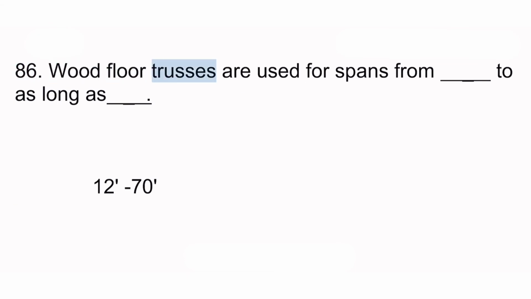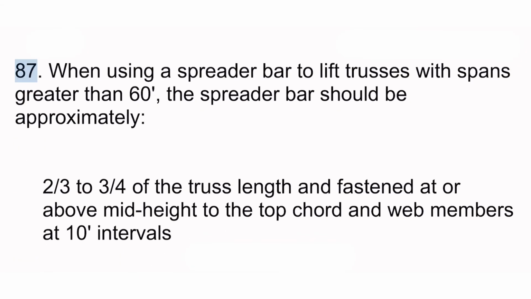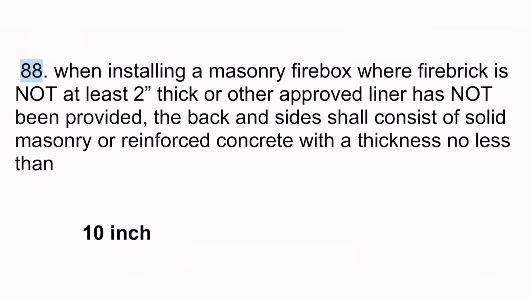86. Wood floor trusses are used for spans from _ to as long as _. 12-70. 87. When using a spreader bar to lift trusses with spans greater than 60, the spreader bar should be approximately 2/3 to 3/4 of the truss length and fastened at or above mid-height to the top chord and web members at 10 intervals. 88. When installing a masonry firebox where firebrick is not at least 2 thick or other approved liner has not been provided, the back and side shall consist of solid masonry or reinforced concrete with a thickness no less than 10 inch.